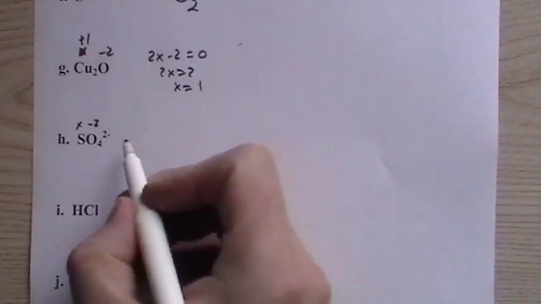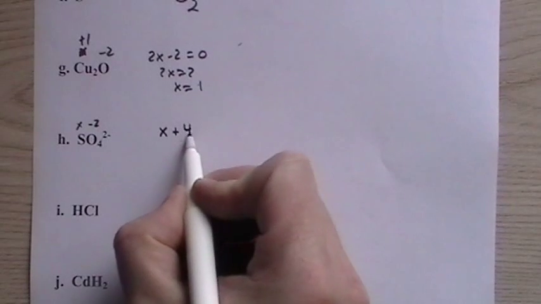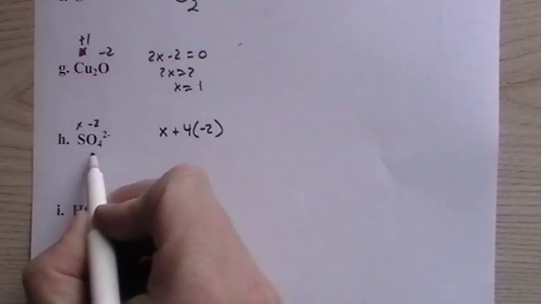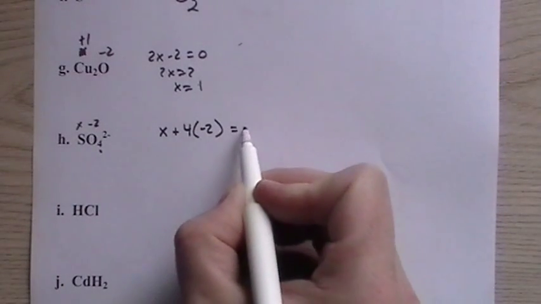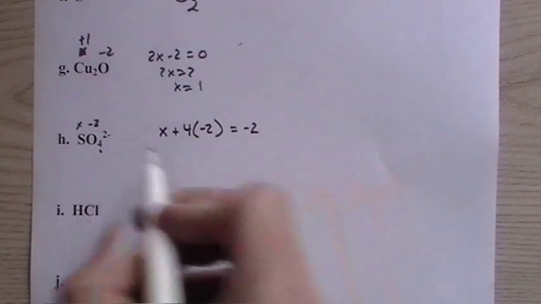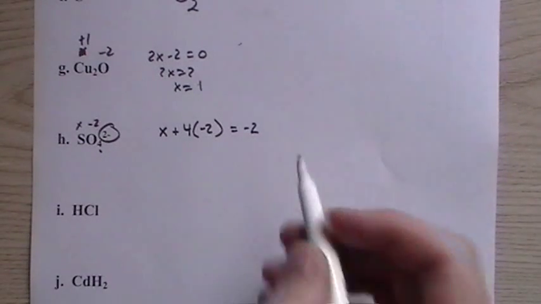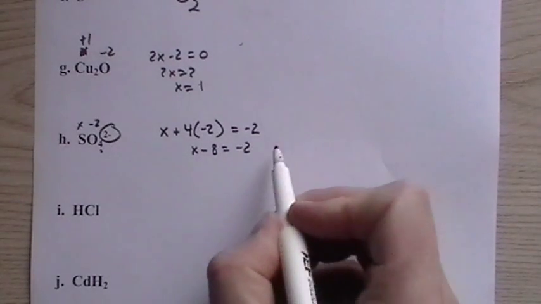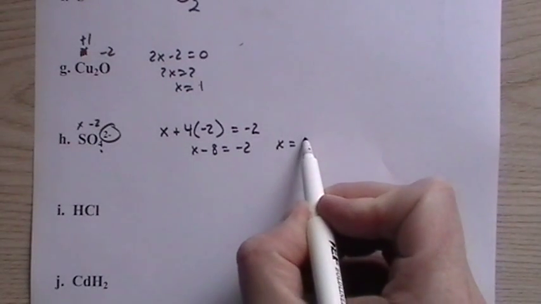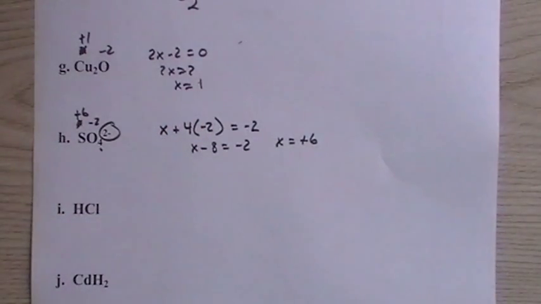Sulfur we don't know, but we know that x, there's one sulfur, plus 4 times -2, 4 because there's a 4 here. There's 4 oxygens, they're each -2, and that has to equal the charge of the species. In this case, it's not 0, it's -2 because it's a polyatomic ion. So we have x minus 8 is equal to -2, and so x is, we find, equal to +6. So sulfur in this case is +6.